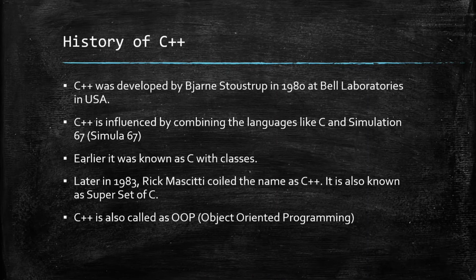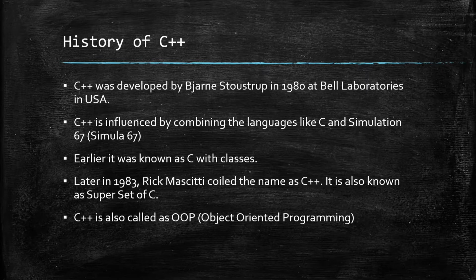So now coming to the history of C++. The C++ language was developed by Bjarne Stroustrup in 1980 at Bell Laboratories in USA. And C++ is influenced by combining languages like C and Simulation 67. Simulation 67 is also a programming language, also known as Simula 67. Earlier, in the initial stages, it was known as C with classes.